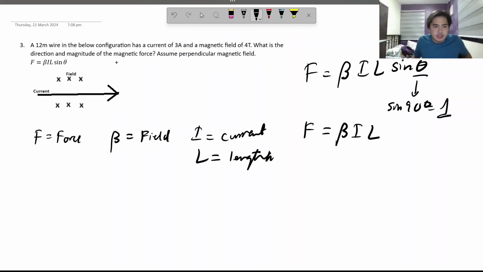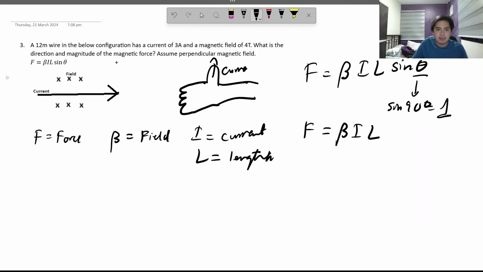Now, in order to find the direction of the magnetic force, which is the first thing we should be doing, we have to use the right hand rule. Let me draw a hand here. Pardon my drawing. Imagine this is your hand. The thumb represents the direction of the current. The fingers represent the direction of the magnetic field, and the palm represents the magnetic force.